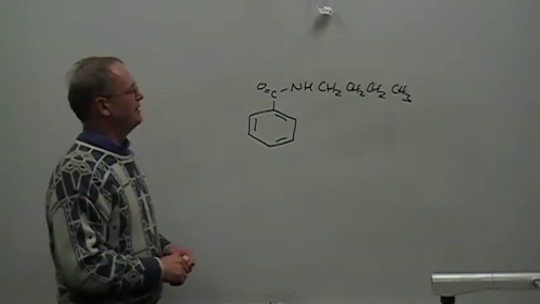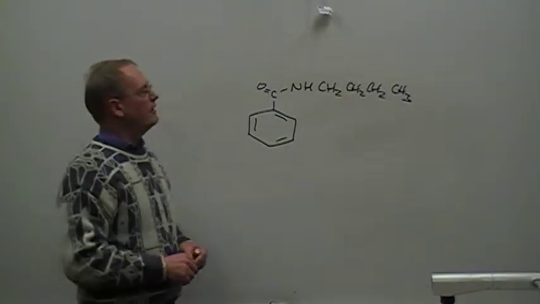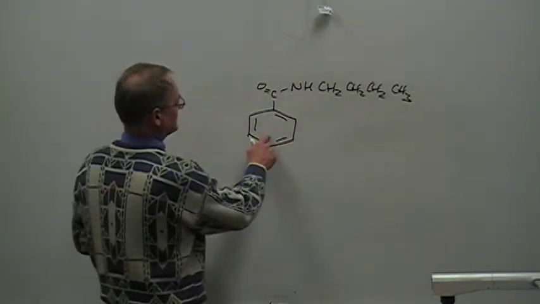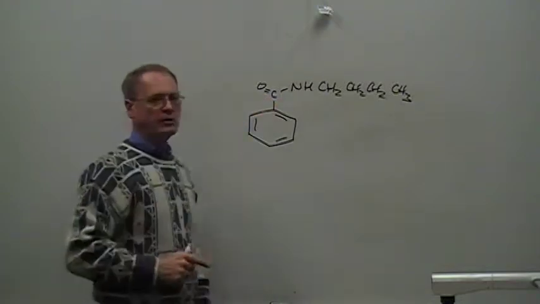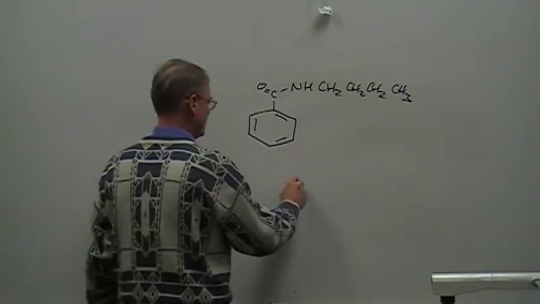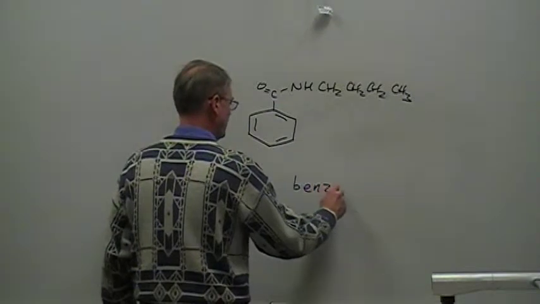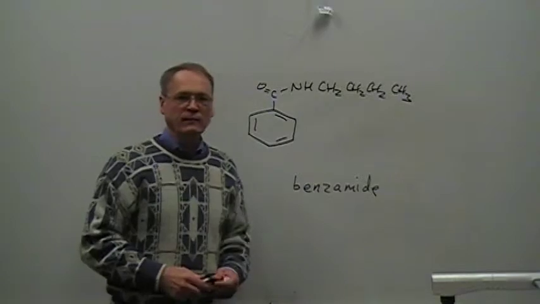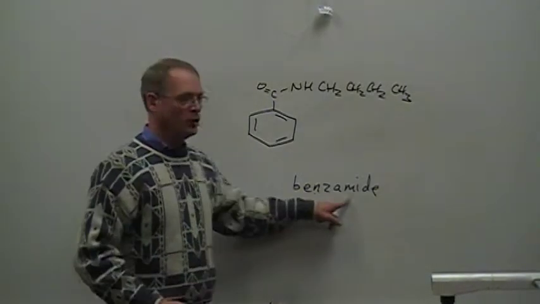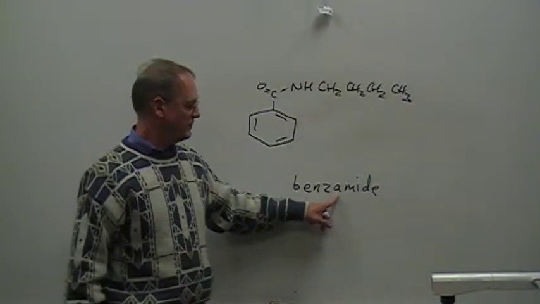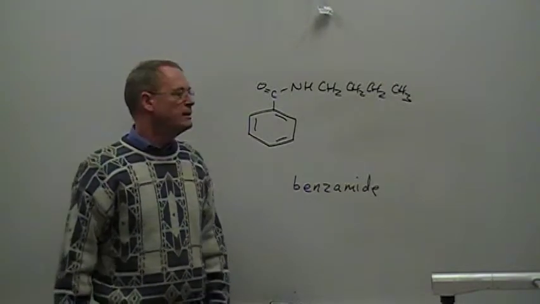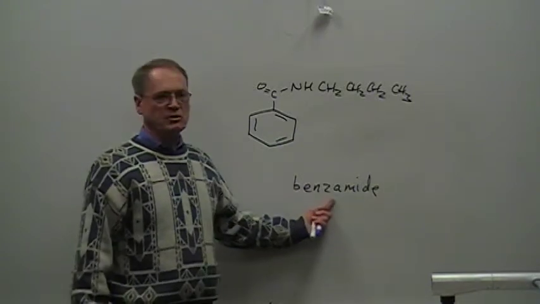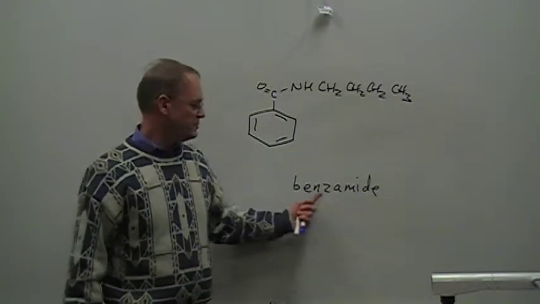Welcome back. Let's try naming this compound. What is the carboxylic acid that it's based on? Obviously the benzene ring and the C double bond O, if there was an OH there, that would be called benzoic acid. So we're going to write benzamide. Now you might very well have written benzoamide, because that's the rule: you take off the IC and you put on AMIDE. This is one of those cases where it's an exception. In the case of benzoic acid, you take off the O as well, so it's benzamide.